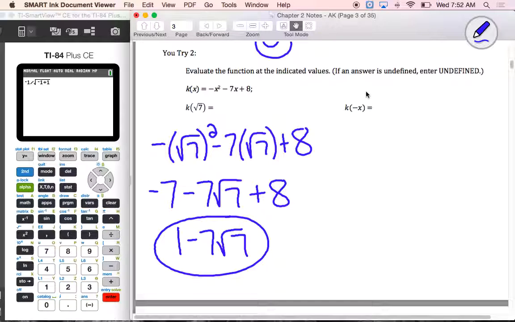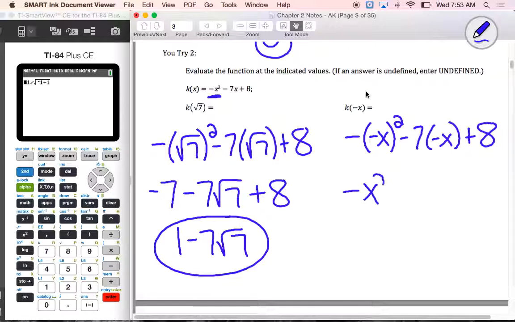Now for -x, this is a little bit more confusing. The negative outside of your x squared stays in front. Then you have to put parentheses around your -x, square that, minus 7 times -x plus 8. So if I square my -x, that becomes a positive x squared. But because of the minus in front, it's going to be minus x squared. Then we've got minus 7 times minus x, so plus 7x, and then plus 8.